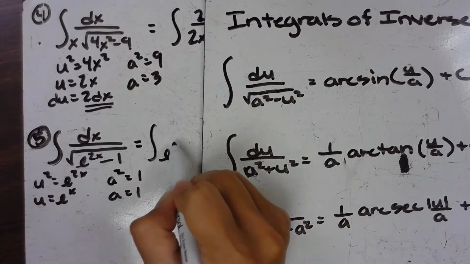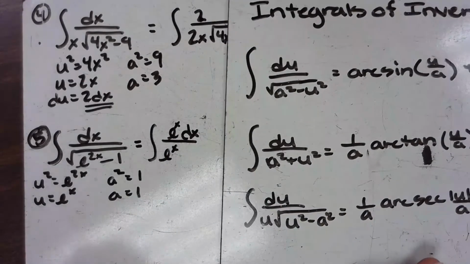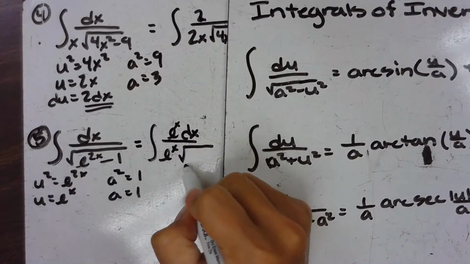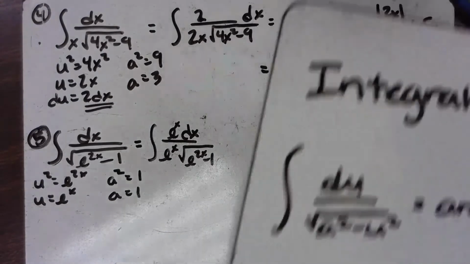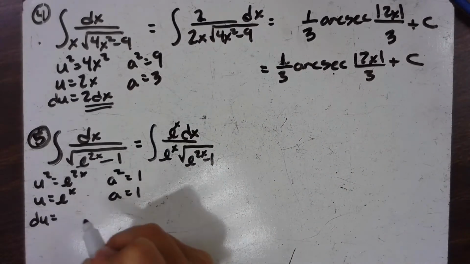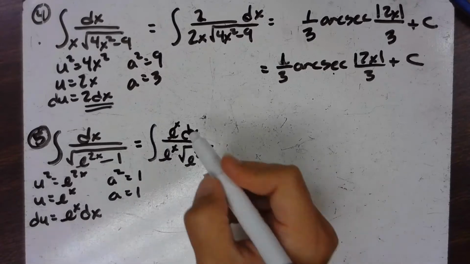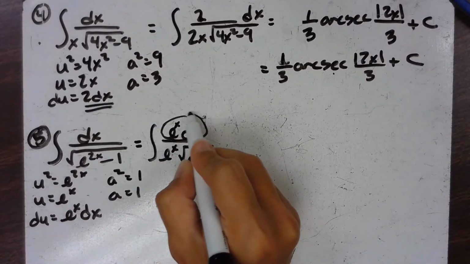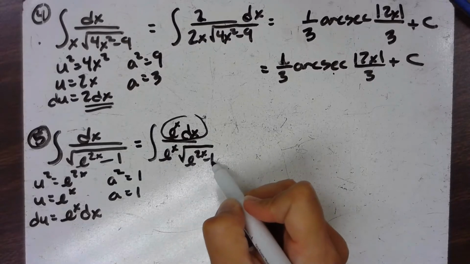I can actually put e to the x over e to the x dx. And this one's going to work out nicely, because when I take the derivative of e to the x, it's e to the x. And so look, that's that whole thing up there. So now this is the u, this is the u squared, and this is the a squared.